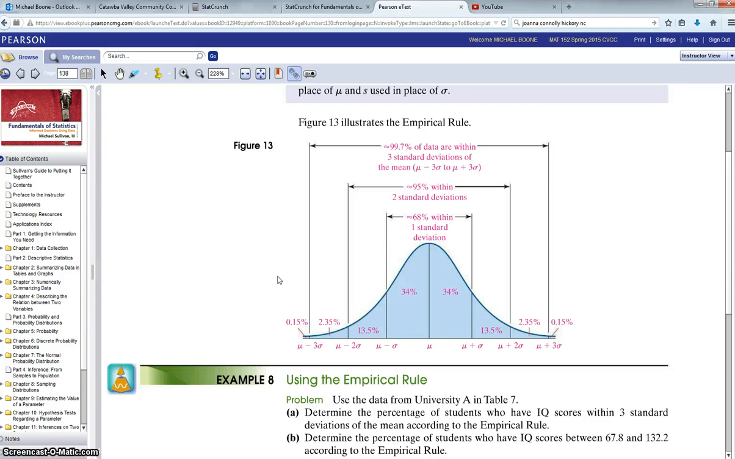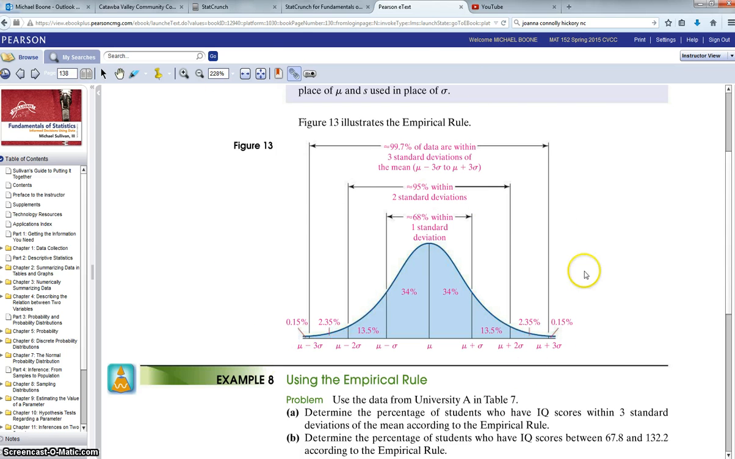All right, y'all. This is concerning Chapter 3, Section 2, just an important topic that we will be dealing with later on, I believe, in Chapter 7 and 8, and pretty much the rest of the course, is this idea of the empirical rule.